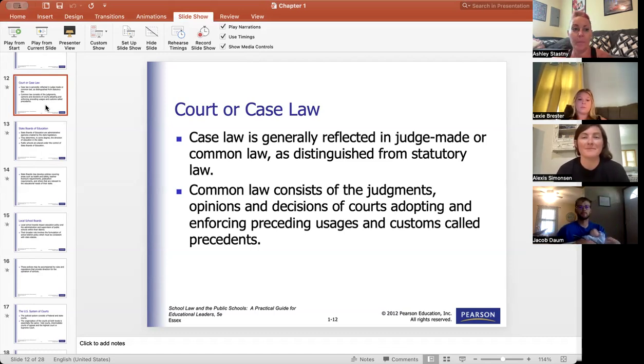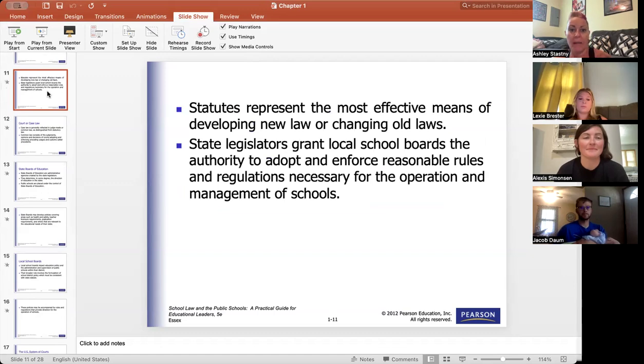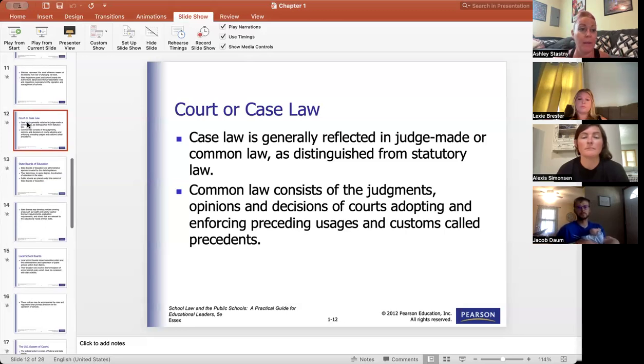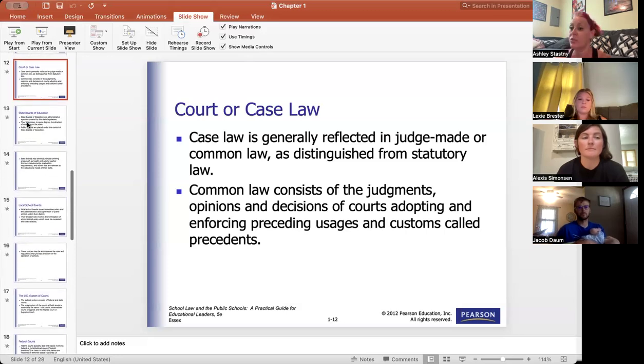I was also wondering, back on talking about statutes, I know our school handbook is everything in the handbook directly relates to all of the statutes. I don't know if every school district is like that, but I know mine is.